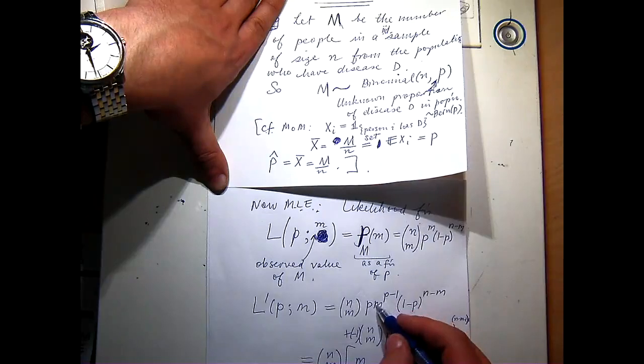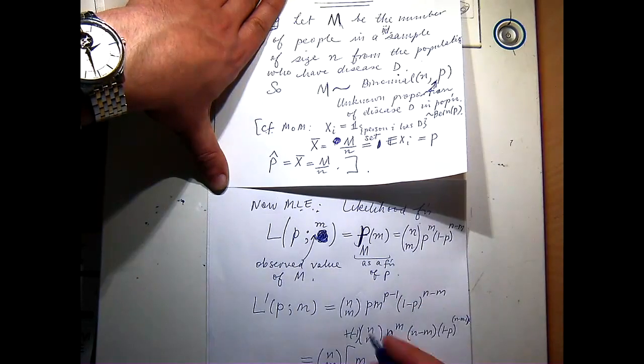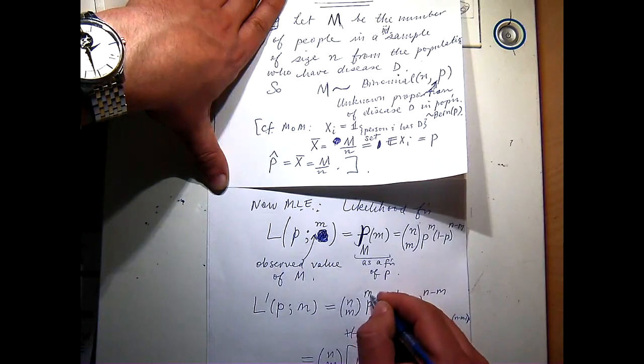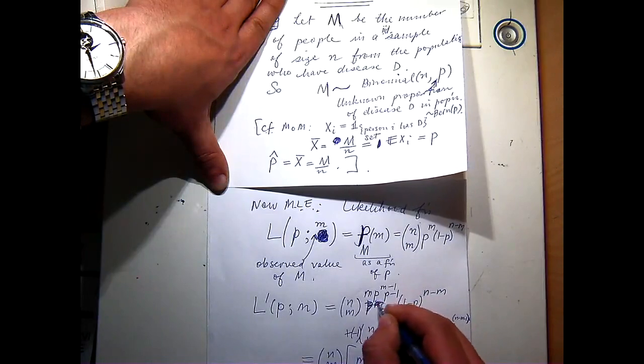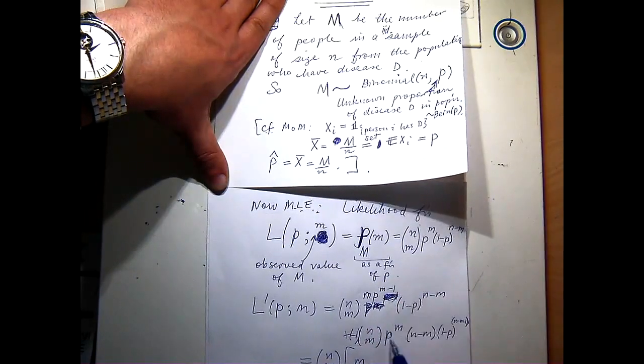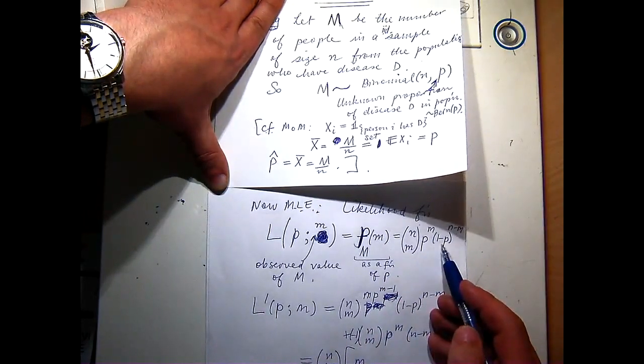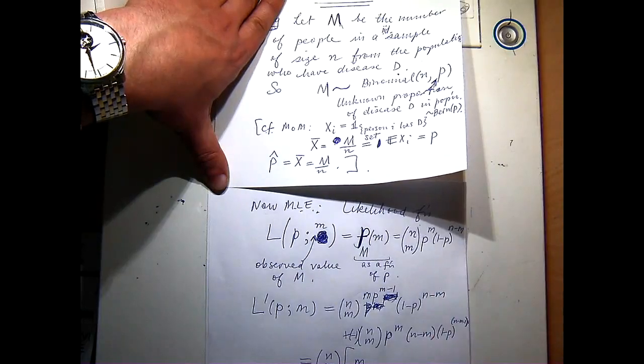Something went wrong here. Okay, so this is actually m p to the m minus 1. So you either differentiate that and keep that constant, or you differentiate that and keep that constant. You add those two terms together and you get this. So yes, there is an m.